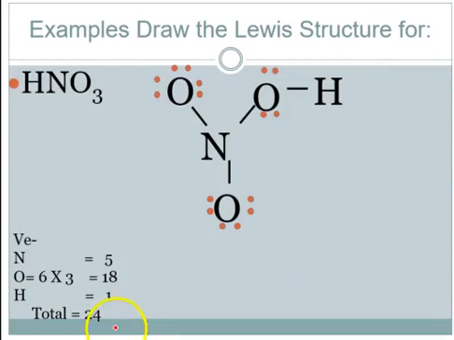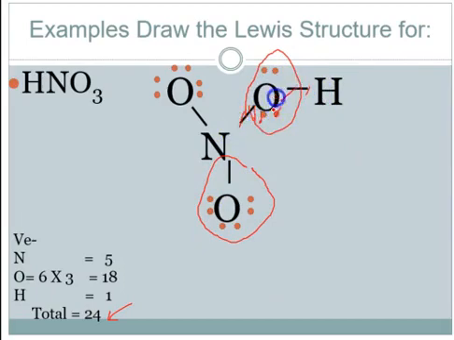Is everybody happy? I've used up all my electrons. Do I need to share with anybody? I've used up all 24 electrons. Are each of the oxygens happy? Yeah, that oxygen is happy. This oxygen is happy because it's got 1, 2, 3, 4, 5, 6, 7, 8. This oxygen is happy. 1, 2, 3, 4, 5, 6, 7, 8.